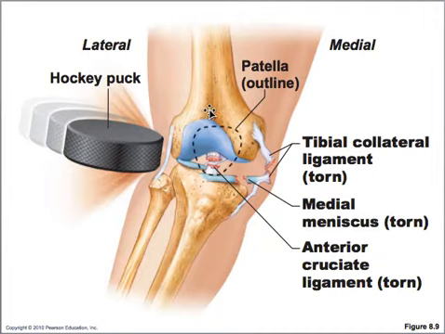Here we have a cool picture with a hockey puck hitting this person's knee. Keep in mind this is the lateral side of the knee, so outside of the knee, and this is the medial side of the knee. So the other leg would be on this side of the body. We see the tibial collateral ligament torn, the medial meniscus torn, and the anterior cruciate ligament torn from this injury. This movement of the joint at an angle it's not supposed to be moving at, this way towards the medial line of the body.